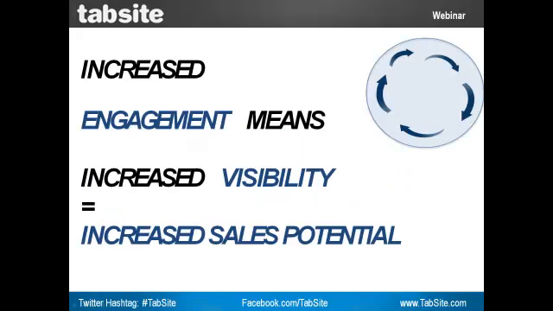So here's the cycle. Increased engagement means increased visibility of your page in their newsfeed, which ultimately is going to increase your sales potential, because the more they see you, the more they have opportunity to interact with you, and the more they are sharing your information with others.